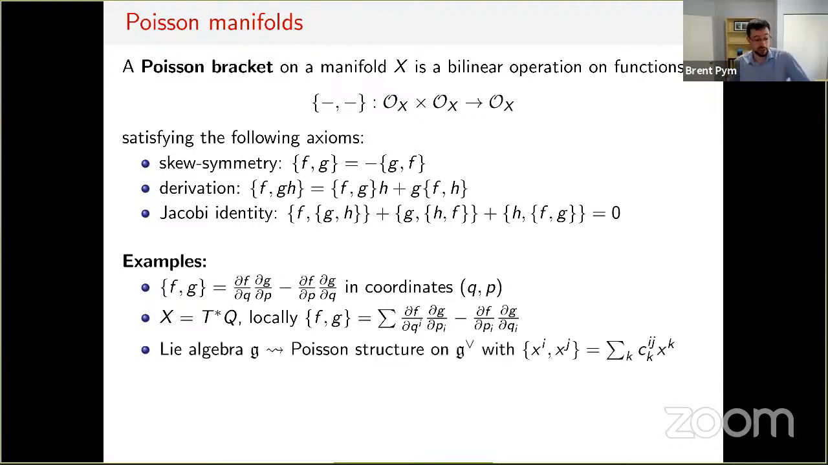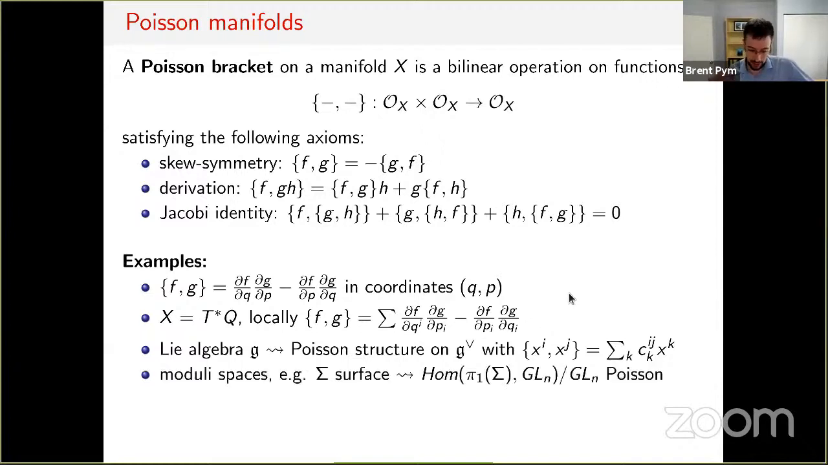In a somewhat different vein, if I take a finite dimensional Lie algebra, then there's a Poisson structure on the dual vector space, which has the property that if I take an element in the Lie algebra, I think of it as a linear function on g dual. So I take a basis for g, then the Poisson bracket of those coordinate functions on g dual is just their Lie bracket. So it's given by the structure constants of the Lie algebra. This determines all the other brackets by the Leibniz rule.